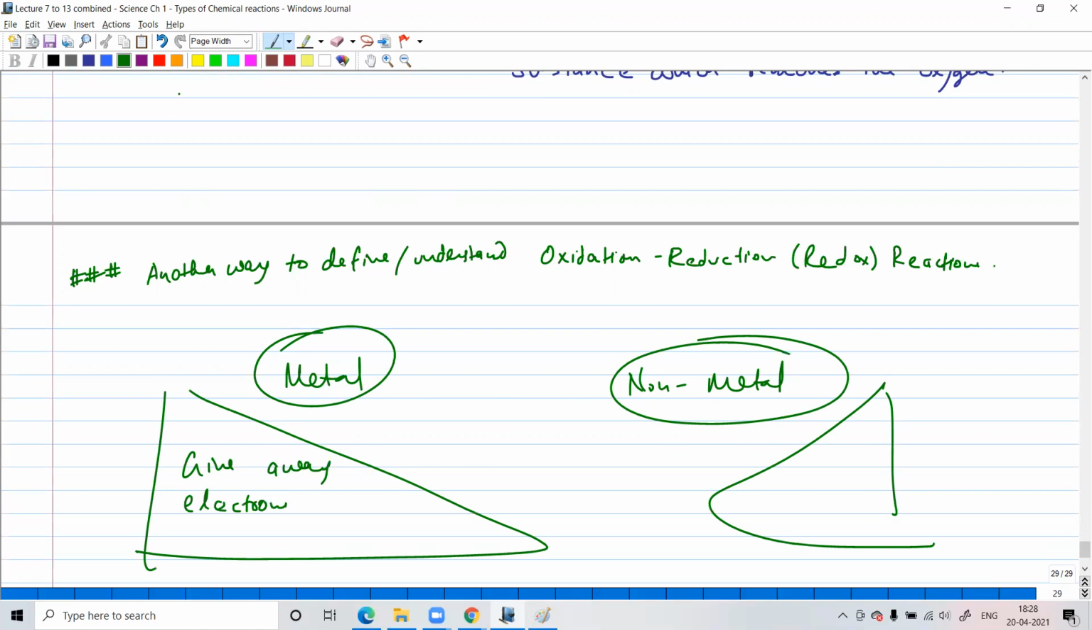So if something gives away electrons, they are normally positively charged. Something that gives away electrons means there will be extra positive charge. That's why they become positively charged. And non-metals will be just the opposite. They accept or take electrons. If they take electrons from others, electron is negatively charged, right? So that means they will become negatively charged.